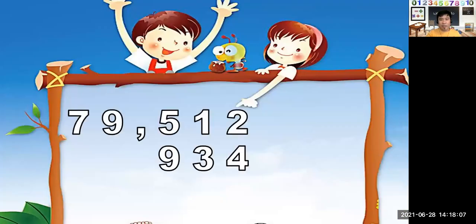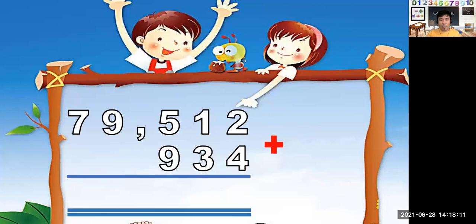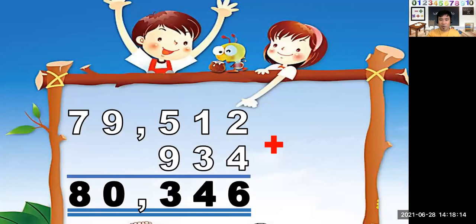Now, if we add 79,512 plus 93,934, the answer there is, oh, it's wrong. It should be number 4. This number 3 here must be number 4. 5 plus 9 is 14, so write 4.